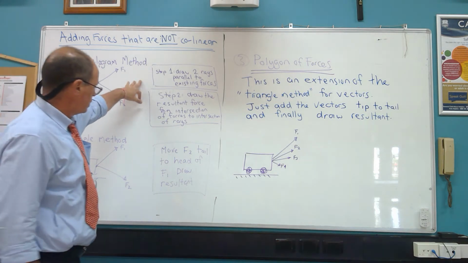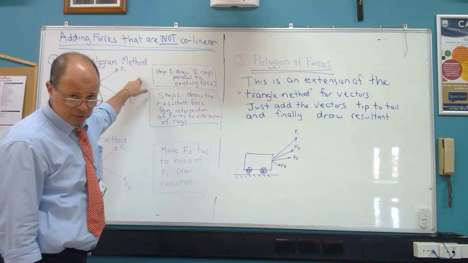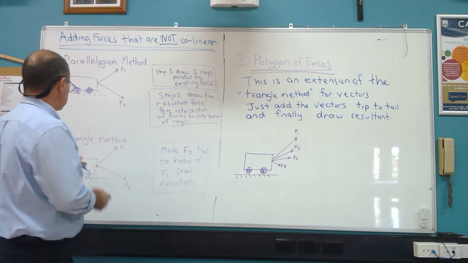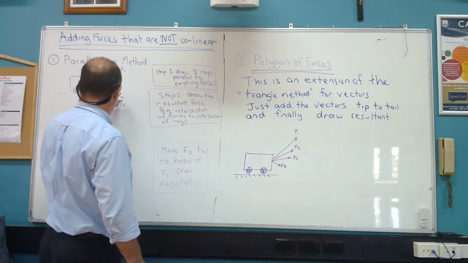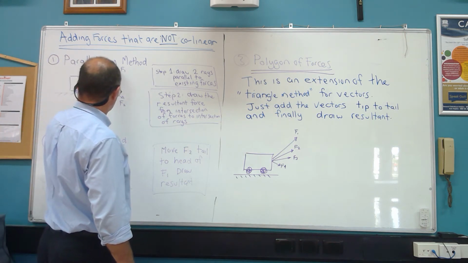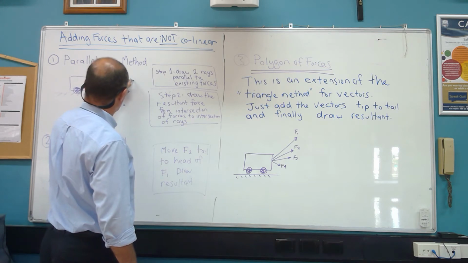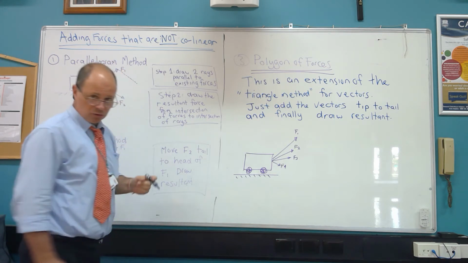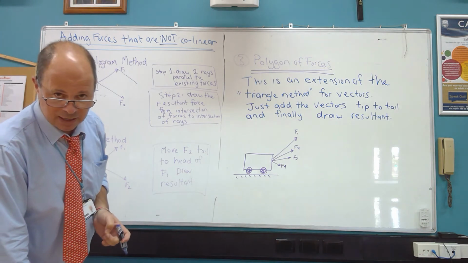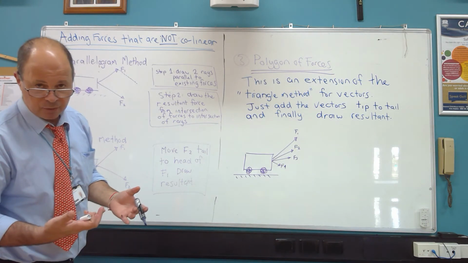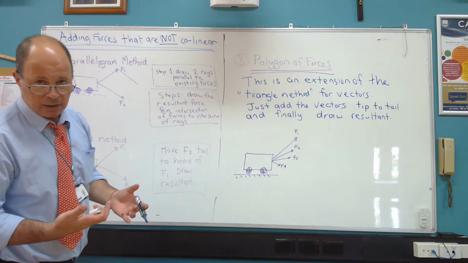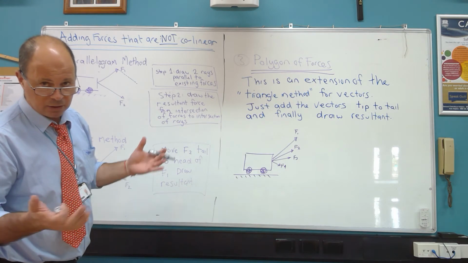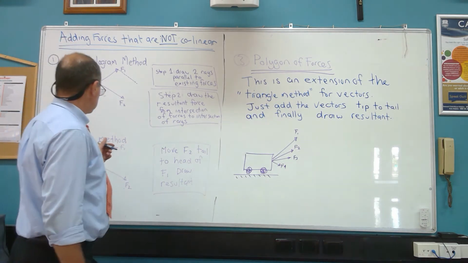I've drawn the steps here. Draw two rays parallel to the existing forces. So what that means is we've got F2 here. So I'm going to draw in a ray that's parallel and the same magnitude, because these vectors are drawn to scale if you want to do this correctly. If we're going to end up with the resultant that's the correct magnitude, we need to keep things to scale.